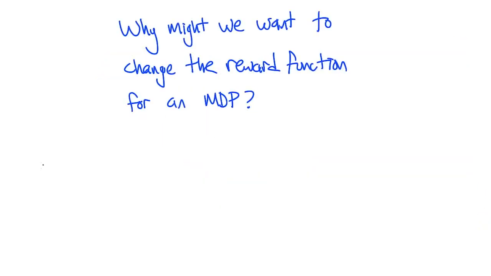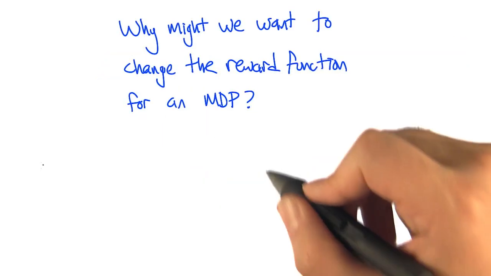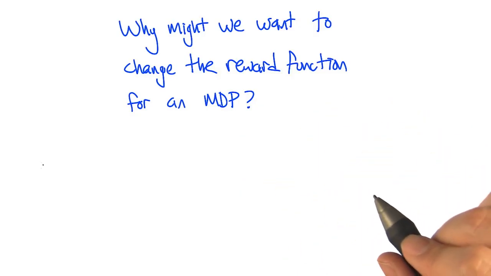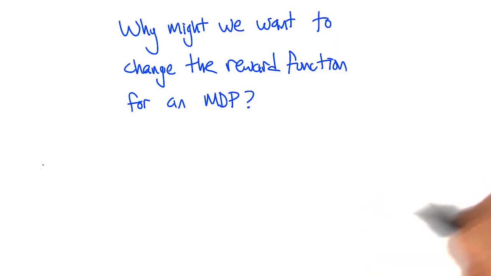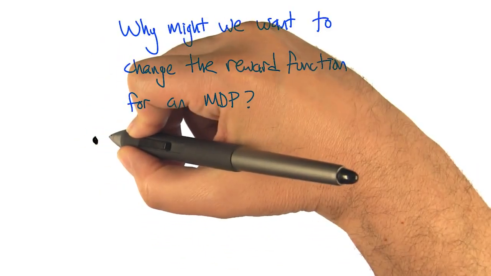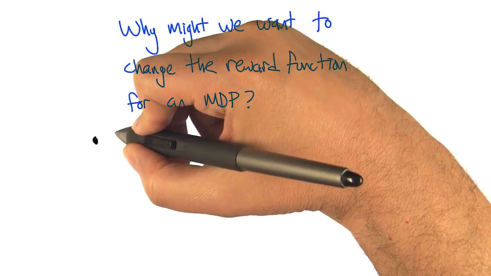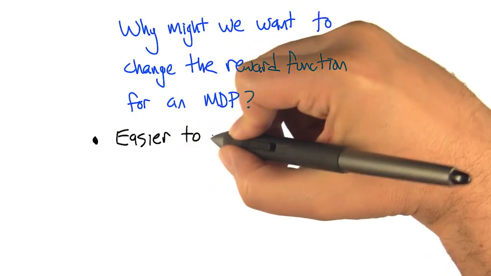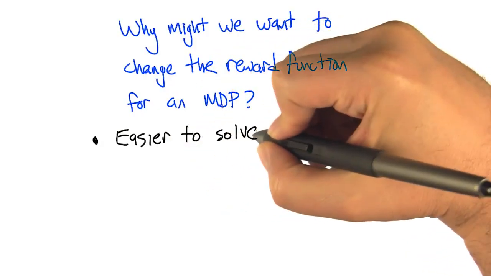So I wanted to start off with a question to you, which is if we're going to be tinkering with the reward function, why might we want to do that? Why might it make sense to take a reward function for an MDP and then turn it into some other reward function? Because it's easier. It's easier to change it than to not change it. No, just we might get a reward function that's easier to solve. And since the whole point is to solve the MDP, we should just make that really easy.